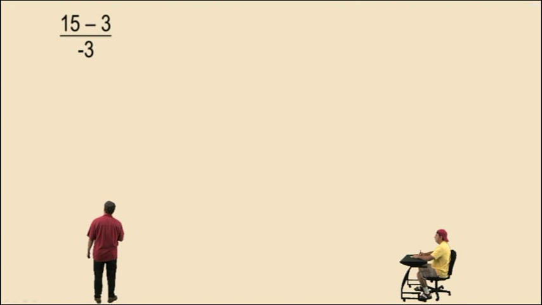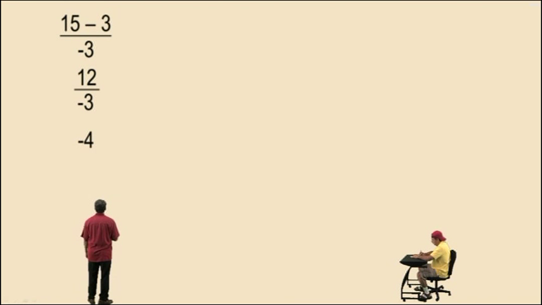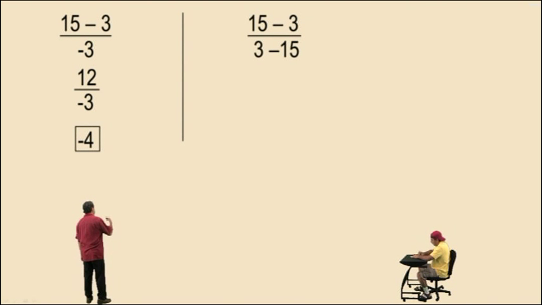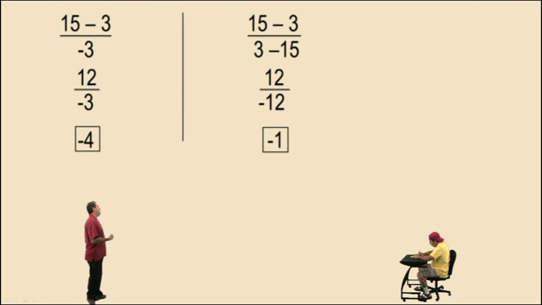We have to first perform the subtraction up on top. And 15 subtract 3 is 12. And 12 divided by a negative 3 is a negative 4. Remember, a positive divided by negative is negative. Here we have 15 subtract 3 divided by 3 subtract 15. So we have to simplify the top. 15 subtract 3 is 12. And 3 subtract 15 is negative 12. And a positive 12 divided by negative 12 must be a negative 1, because a positive divided by negative is negative.